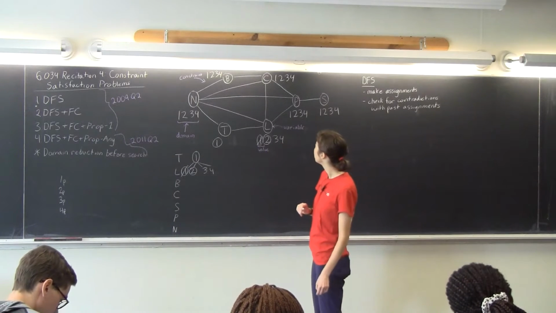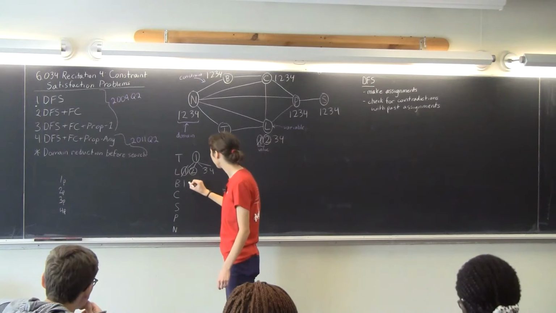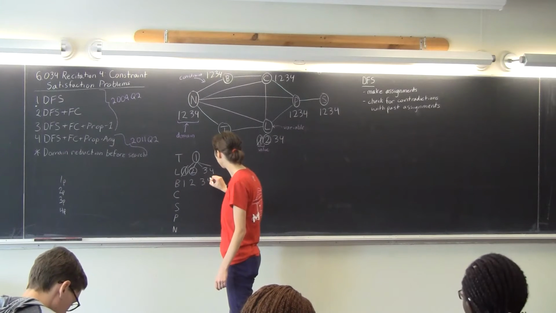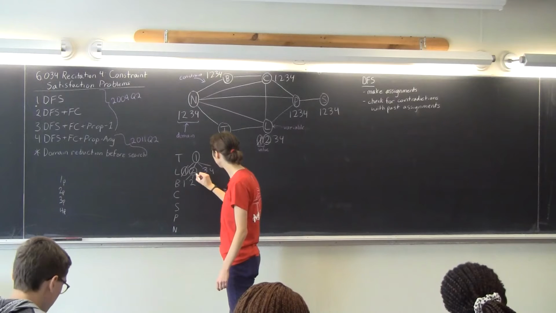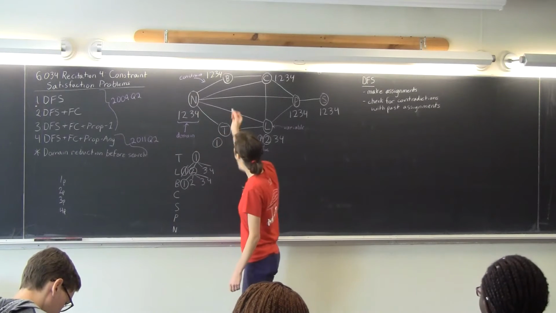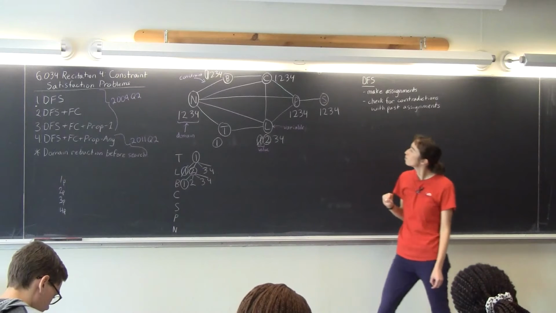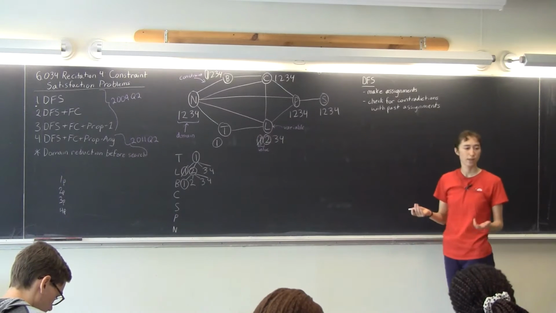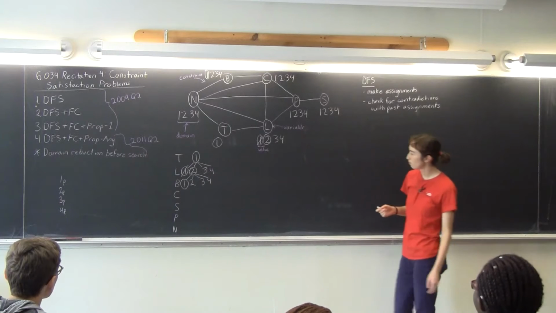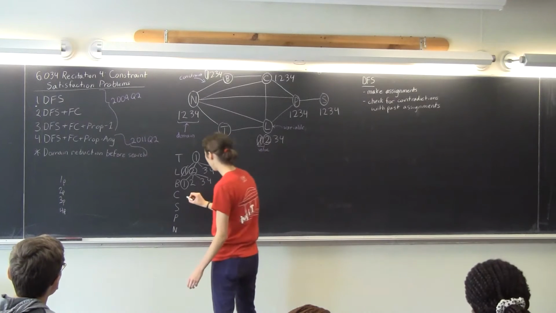So then we can move on to Bohr. And we'll try Bohr at 1 p.m. first. Does that work? Yeah, Bohr doesn't have any constraints with anyone who's assigned already, so we're good. And then Curie, how about Curie at 1?